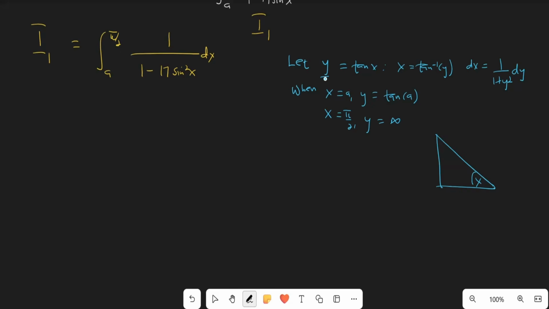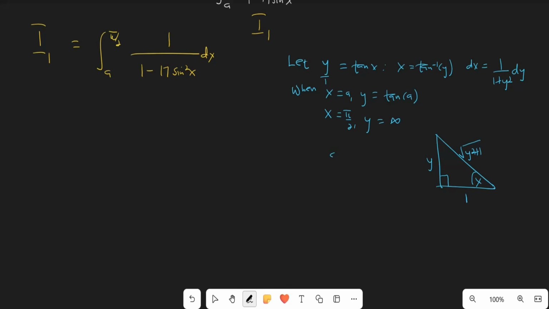So y is the same as y over 1, right? And then tangent of x is opposite, which is here. This is our right angle, and the adjacent to the angle x is here. Now the hypotenuse is always the square root of the sum of squares of the other two sides, right? So the square root of y squared plus 1 squared.